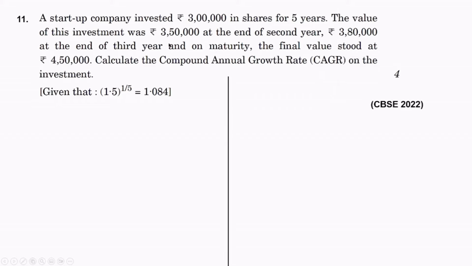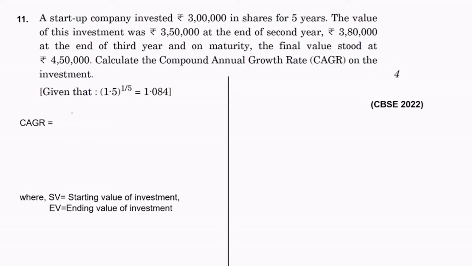So here we can see that there is a startup company which invested rupees 3 lakhs in shares for 5 years. And then how this invested value grew over a period of time, it is given here. But the final value, it stood at rupees 4,50,000. We have to find the compound annual growth rate on this investment. Very easy question. So here the compound annual growth rate, it is given by ending value upon starting value, the whole raised to 1 by n minus 1 into 100.